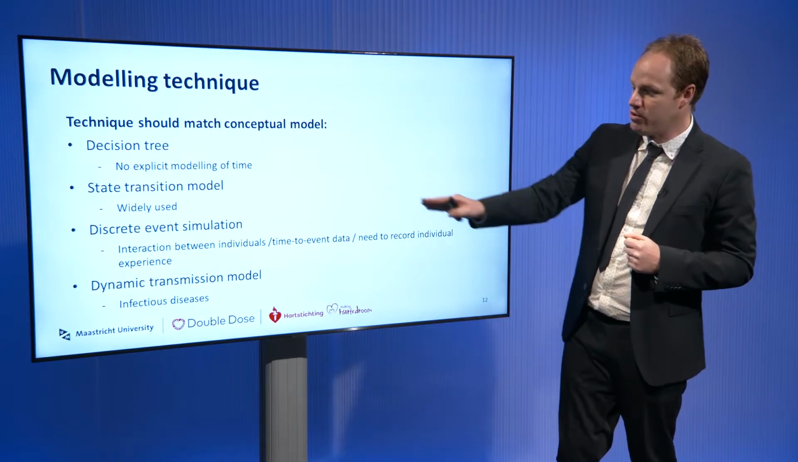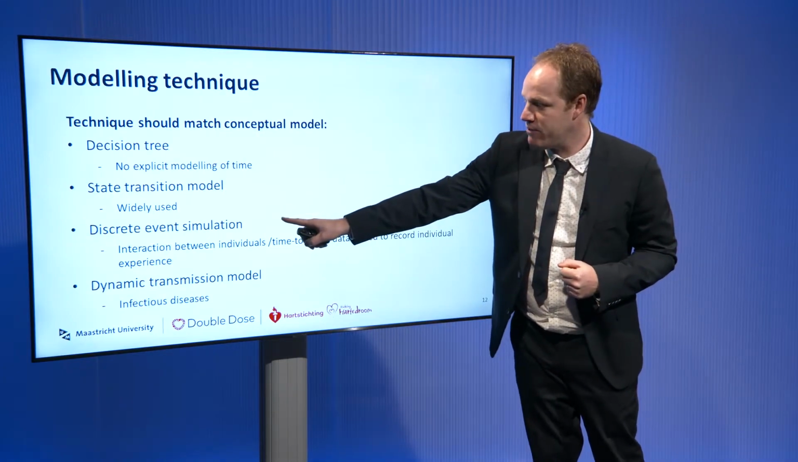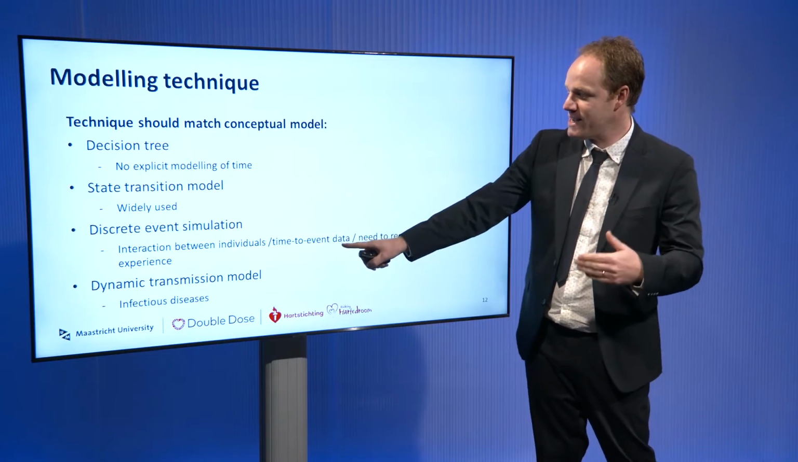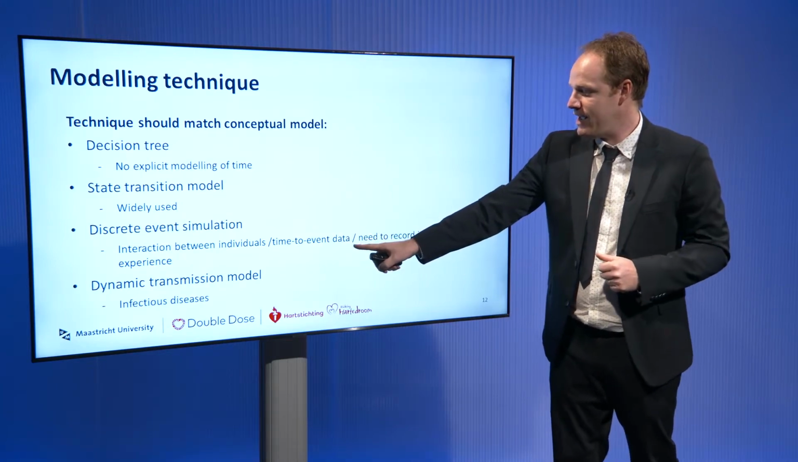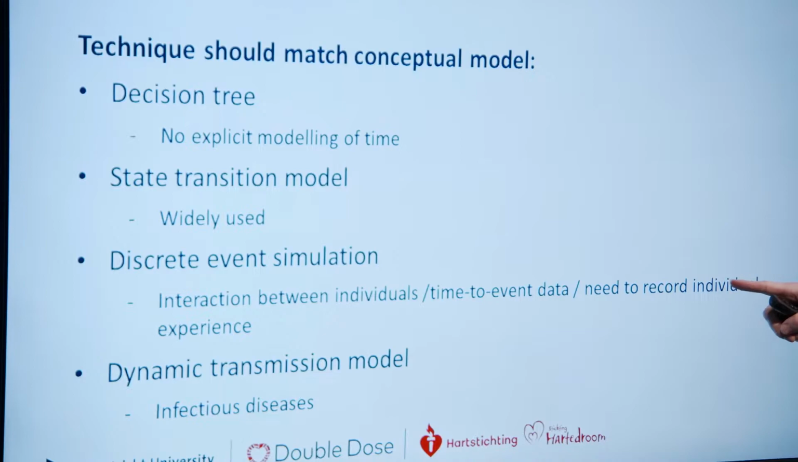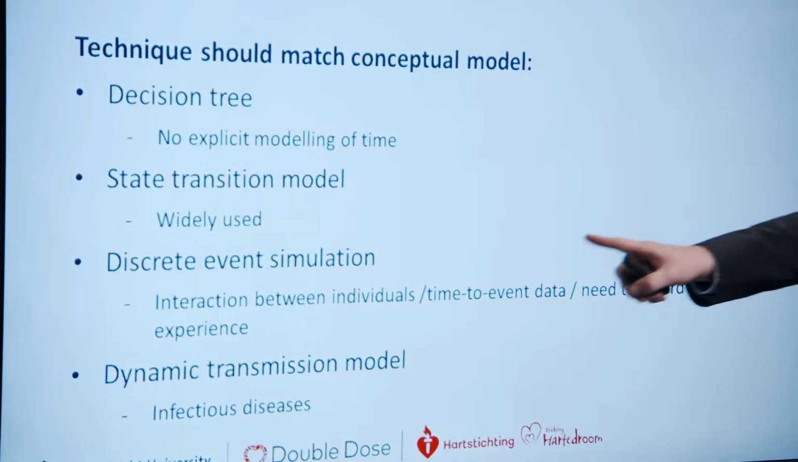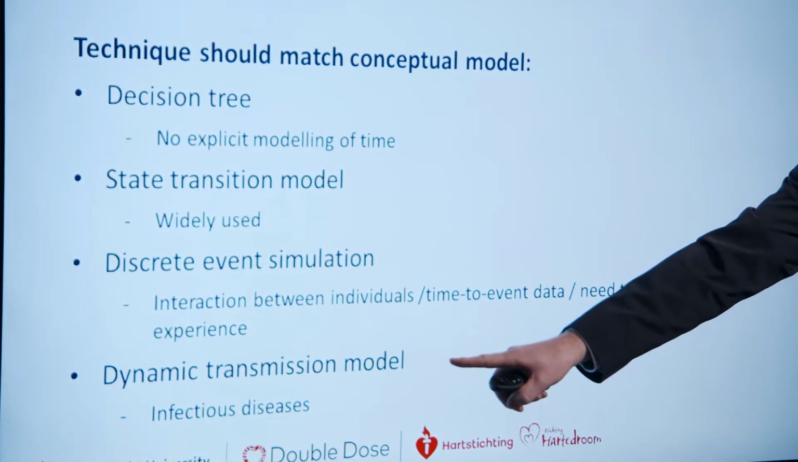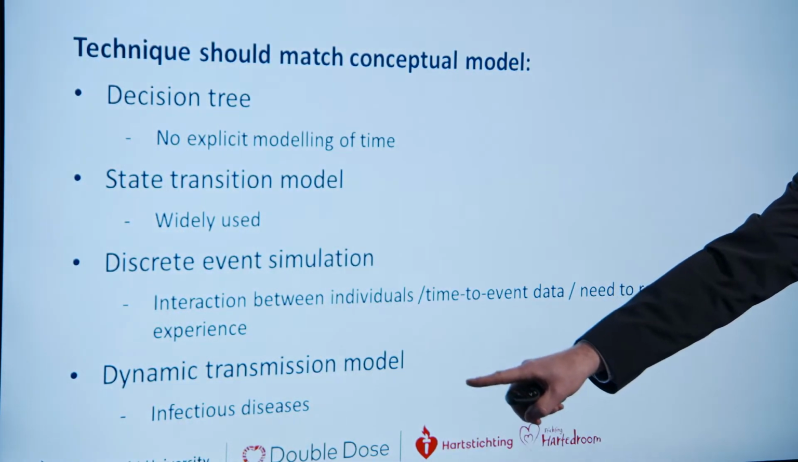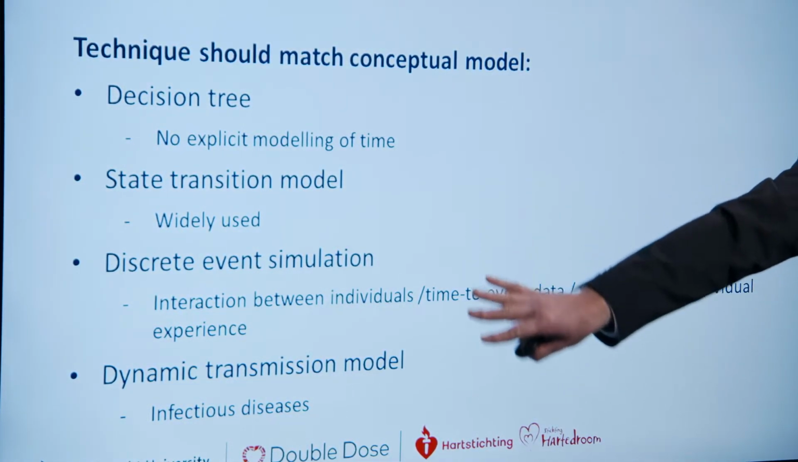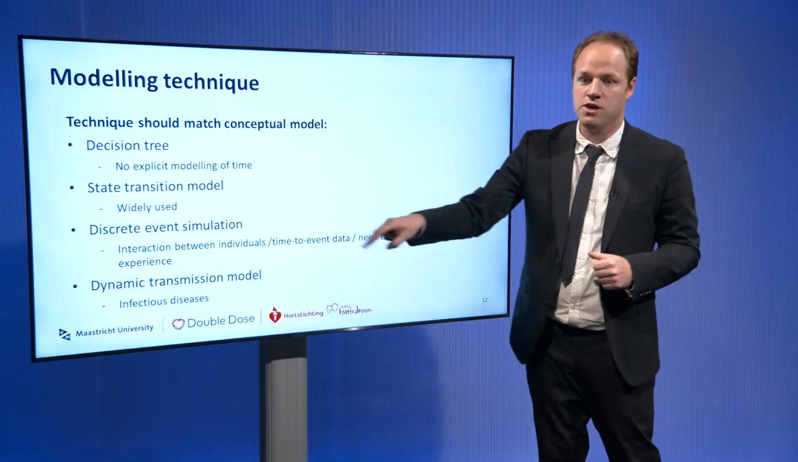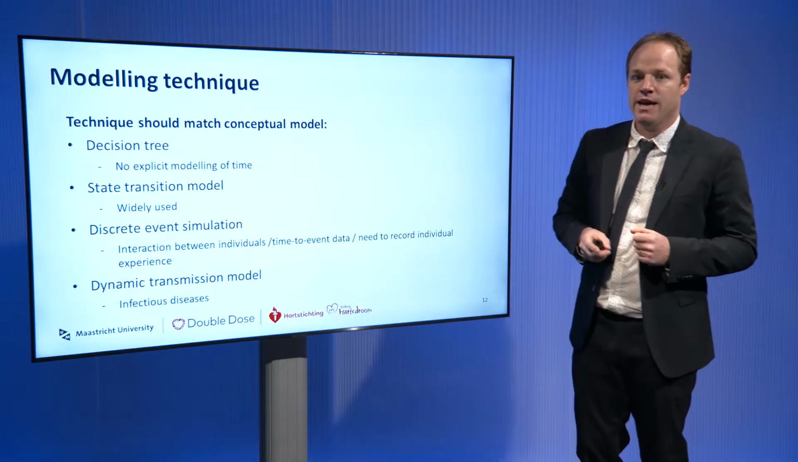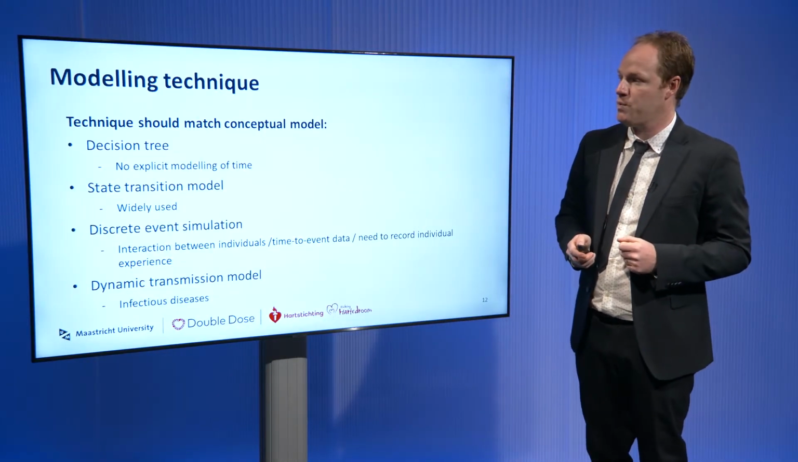research. And other types of models include discrete event simulation, where we really simulate the time-to-event data and we really record individual experience. And another type of model is the dynamic transmission model, especially in infectious disease. The last two models will not be explained in this course, but there are a lot of guidelines in the literature and recommendations.